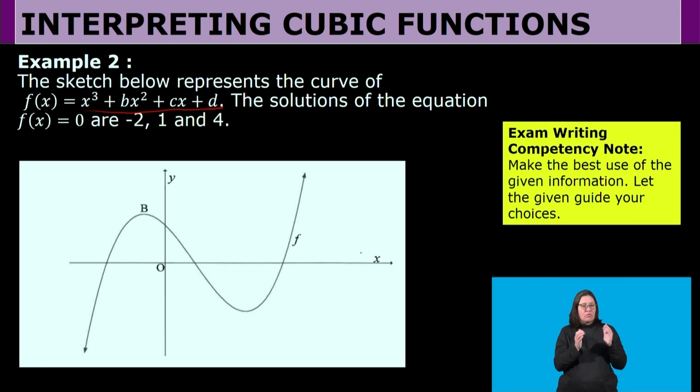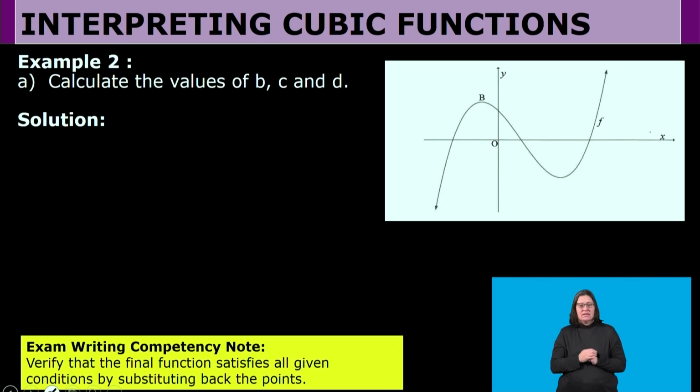The solutions of the equation f of x equals 0. F of x equal to 0 is your x-intercept. So they tell us that's minus 2, 1, and 4. So they've actually given you a lot of information. They've told you your cuts on the x-axis are minus 2, 1, and 4. I'll also note at this point that the coefficient of x cubed, a, is 1. So you see that a is not an unknown value. It's only b, c, and d that are unknown values. Let's see what the question requires.